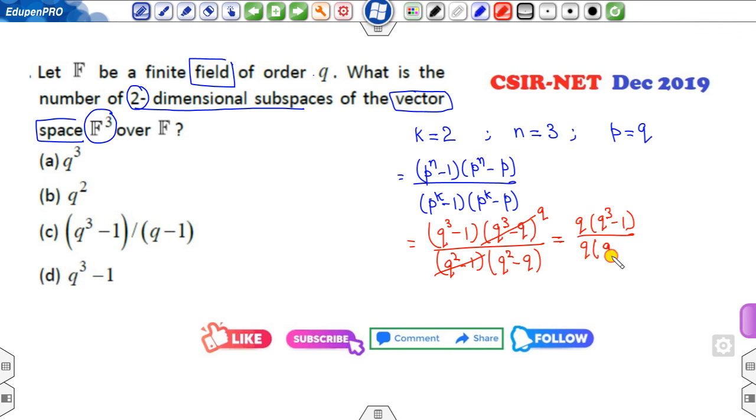I can take Q as a common factor, Q minus 1. Again you can see I can divide them. It's Q square plus Q plus 1, that is the right form. This is the same formula. Fine. Q cube is cancelled. C is my right answer.